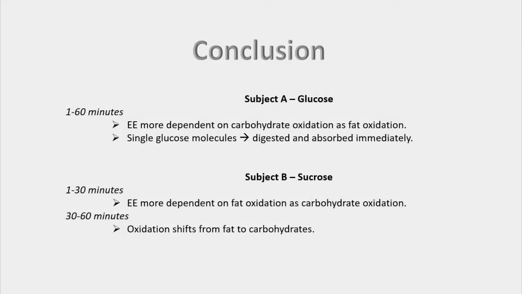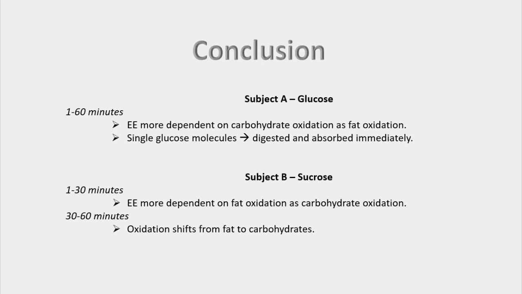As expected, the energy expenditure of the subject consuming glucose was more dependent on carbohydrate oxidation than fat oxidation. This can be explained by the presence of single glucose molecules that are digested and absorbed immediately. Because of this, the energy expenditure can rely on carbohydrate as long as they are available.